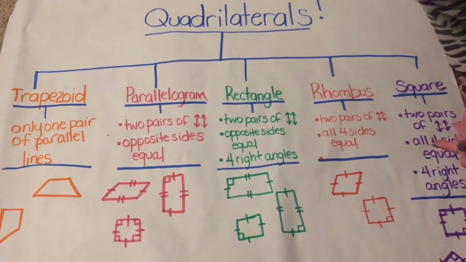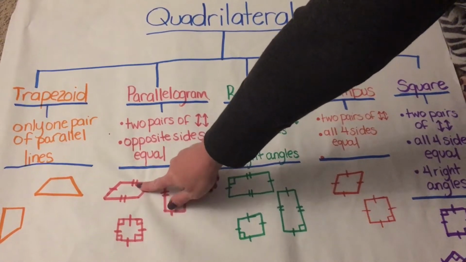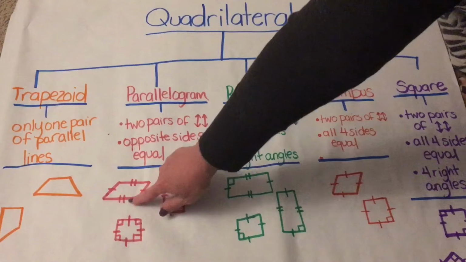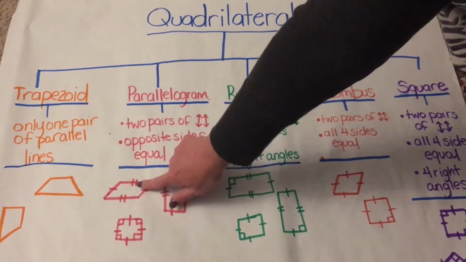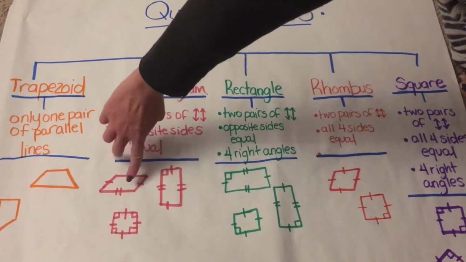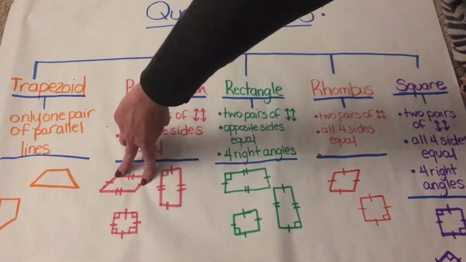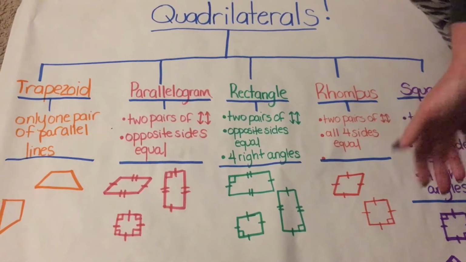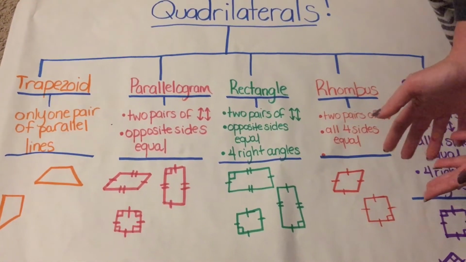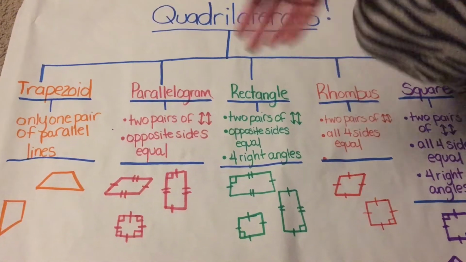Now the opposite sides are equal. That means the one opposite side of this side is equal to this side, and it's shown by two lines, two lines. So these two are the same. Over here, one line, that means these two are the same. And of course, we have a square, which if a square has all sides the same, then obviously opposite sides are the same.